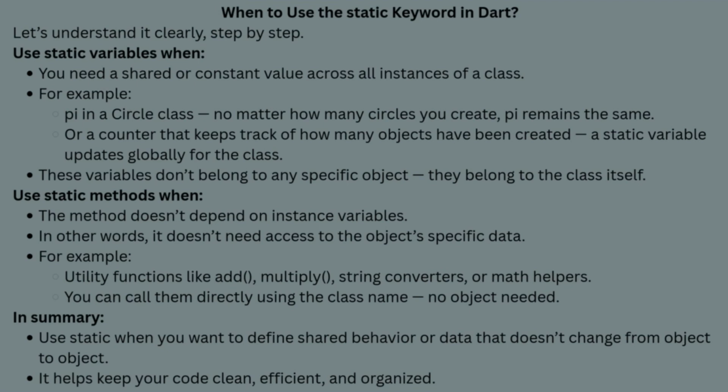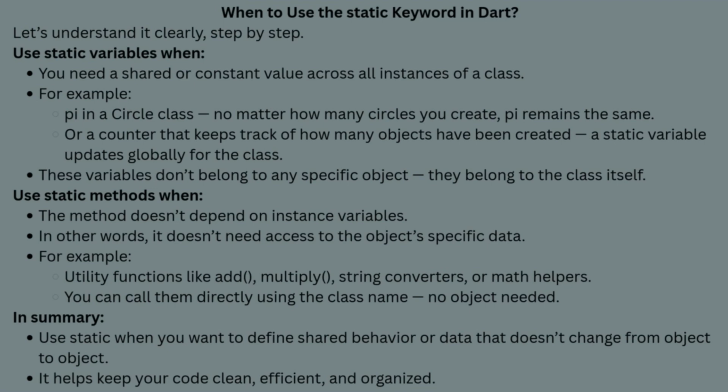Now coming to static methods. Use them when the method doesn't need to access instance variables. In other words, when it doesn't depend on the object's unique data. Let's say you have a utility class for math operations like add, multiply, or something like string formatting or unit conversion. You don't need an object for those. Just call the method directly using the class name. This keeps the code clean and avoids unnecessary object creation.